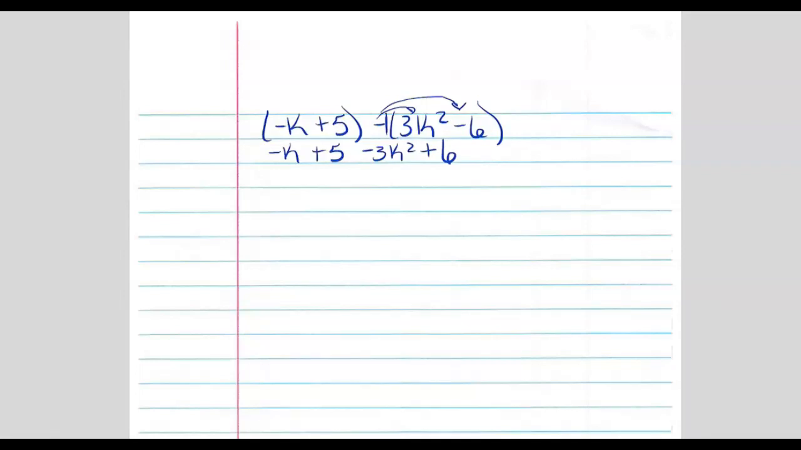So we just go straight into standard form. So negative 3k squared minus k plus 11.